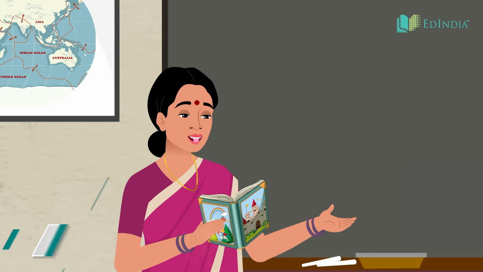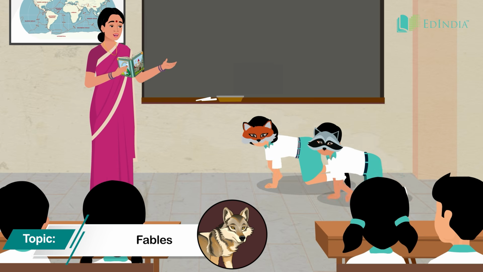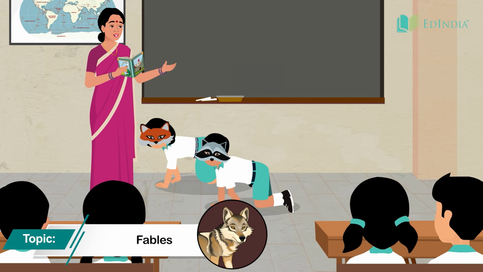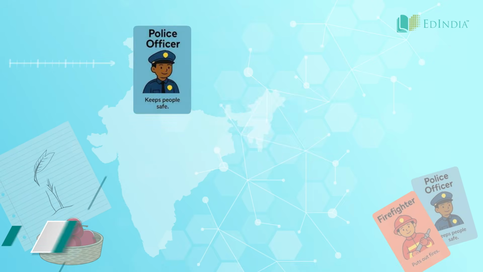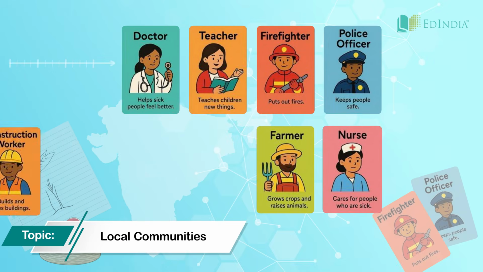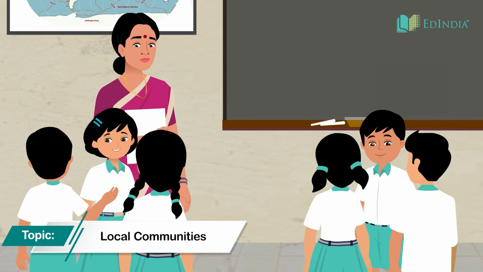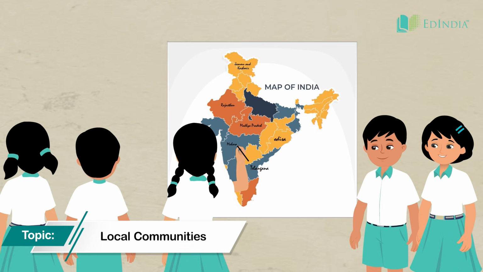While teaching language, a fable, a short story with animals as the main characters, can be explored through storytelling to spark imagination, role play to bring characters to life, and illustration to deepen understanding of the story and its moral. In social studies, the topic of local communities can be taught using visuals to connect with real life, group discussions to share ideas, and mapping activities to understand locations and relationships in the community.